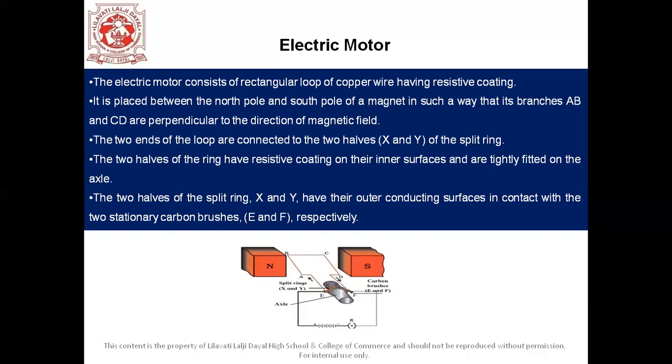The two ends of the loop are connected to two halves, that is X and Y. So you can see it is divided into X and Y, and the two halves of the ring have a resistive coating on their inner surface, which are tightly fitted on the axle. Now the two halves of the split ring, X and Y, have their outer conducting surfaces in contact with two stationary carbon brushes, E and F respectively. So here we have the two carbon brushes, E and F respectively.